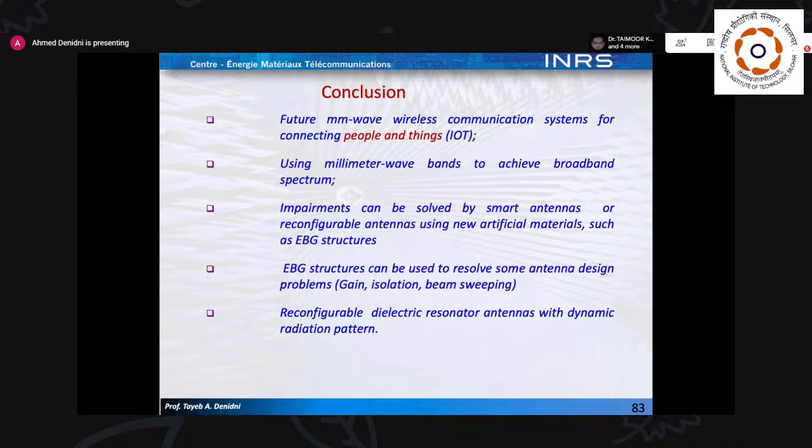I presented a little overview of EBG structures and how to use them to improve the design of dielectric antennas in terms of gain, isolation, or beam sweeping. And last but not least, I presented a reconfigurable dielectric resonator antenna with dynamic radiation pattern using EBG. This concludes my talk.